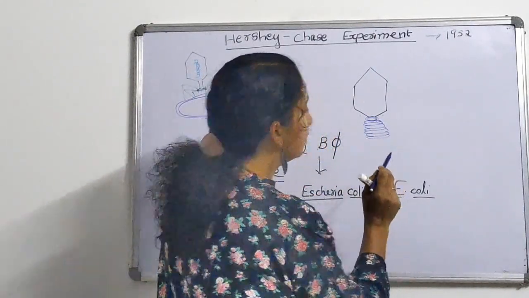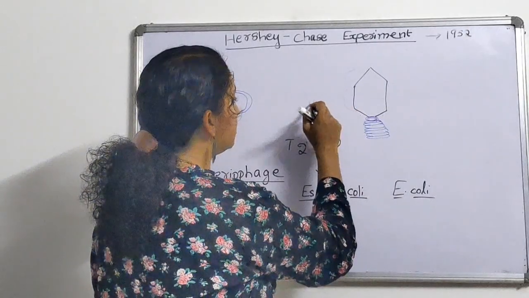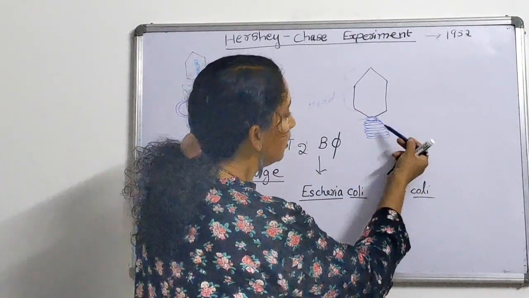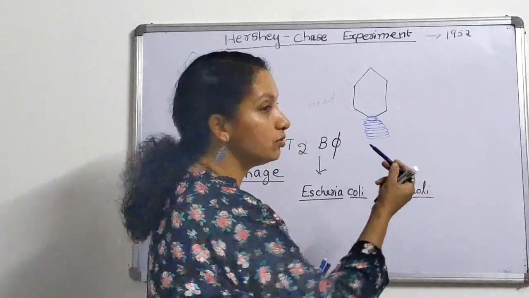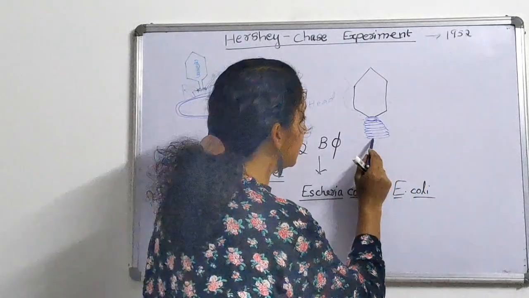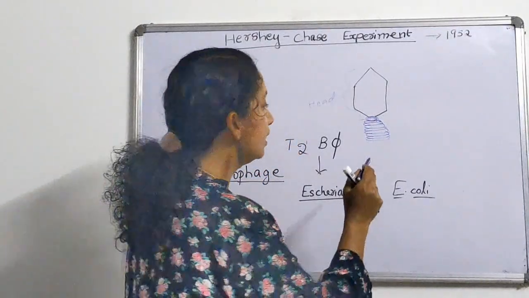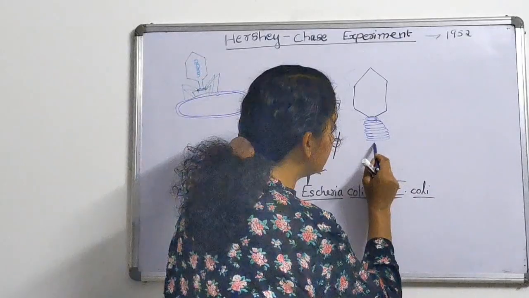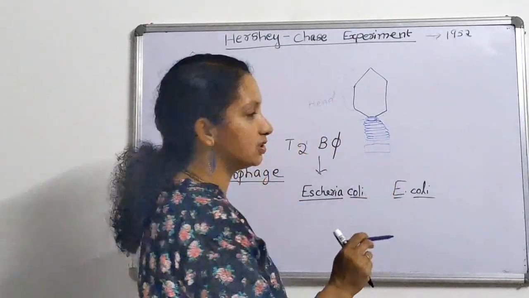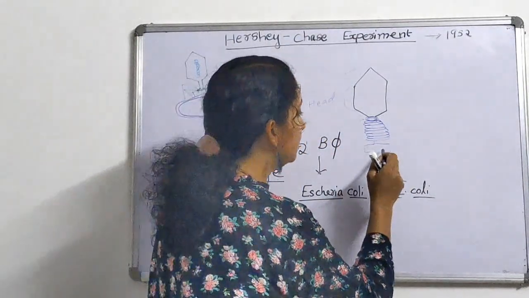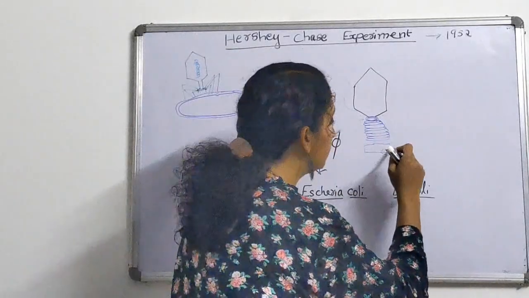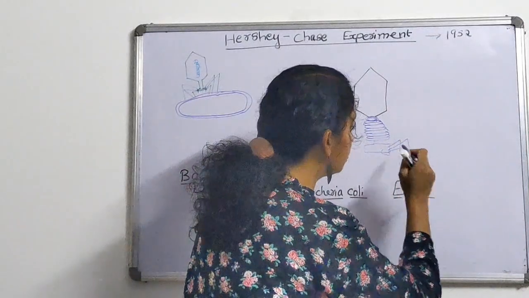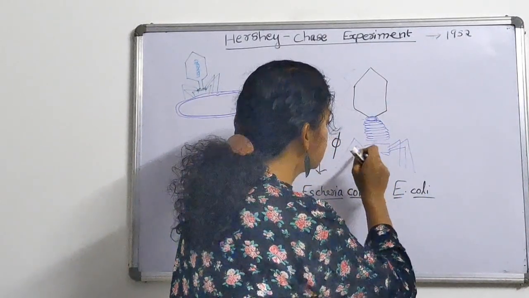sheath. Okay, so if you take this structure, this is the head part, and this is the neck part, and we are proceeding to the tail part. So these are the sheath. After that this will be going like this, and finally there will be a plate-like structure. So here this is the tail plate, and the tail plate is making the attachment to the tail fibers.